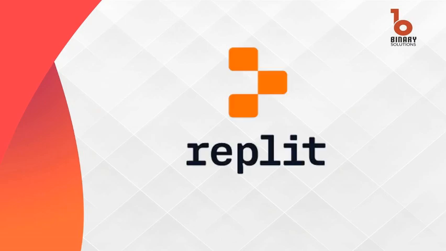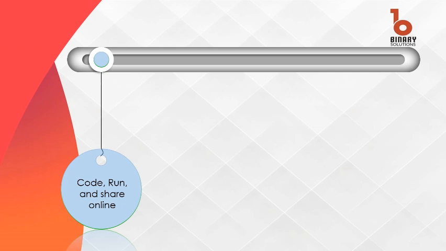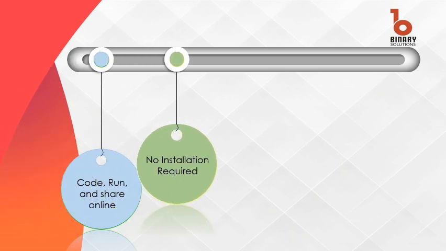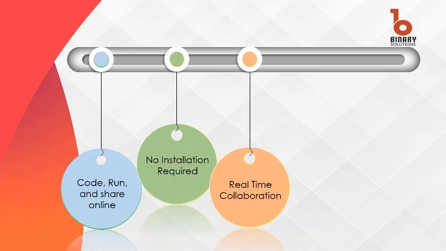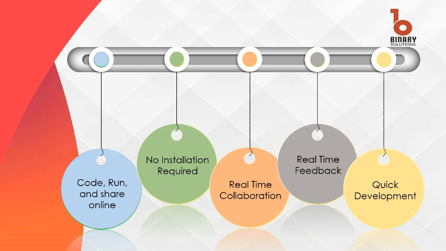We will use Replit for Python scripting because Replit is an easily available online editor that lets you code, run, and share projects directly from your browser. Secondly, there is no installation required for Replit. It also supports various programming languages and offers real-time collaboration and instant feedback. It is perfect for quick development and testing of applications like our great calculator.